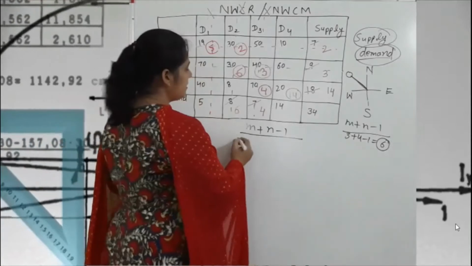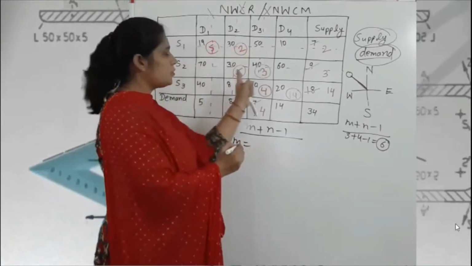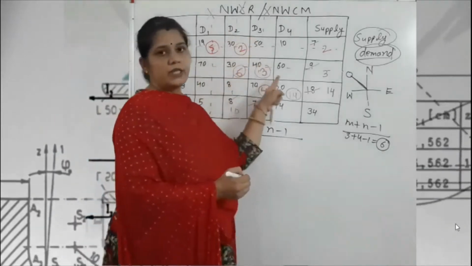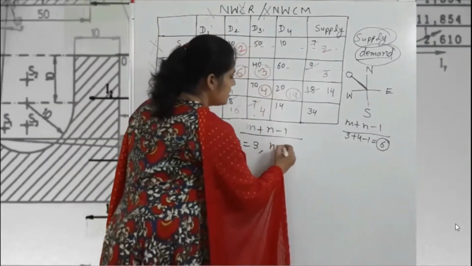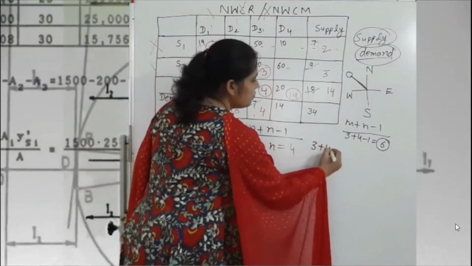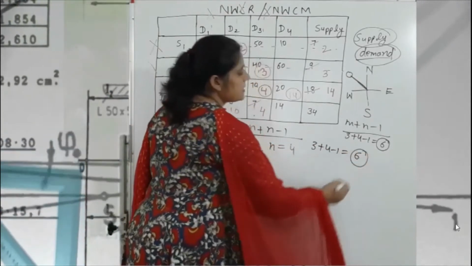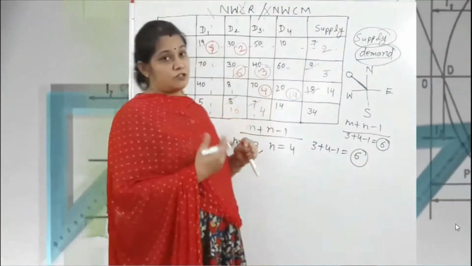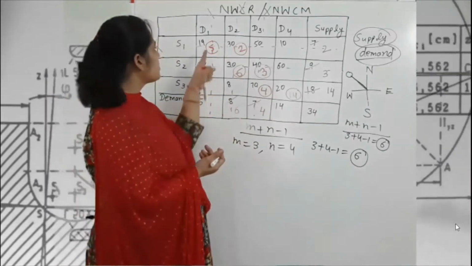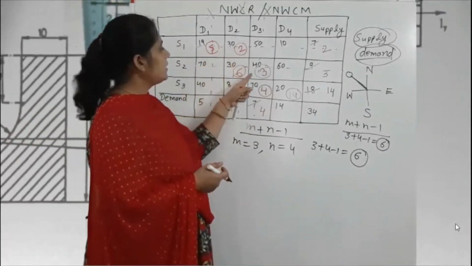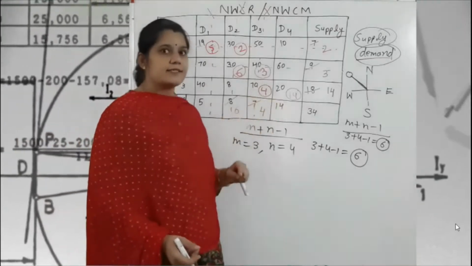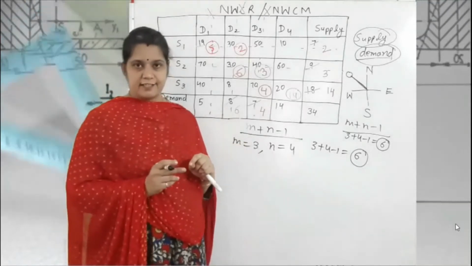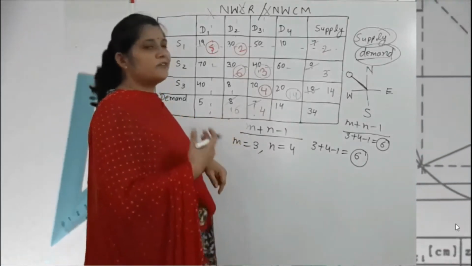Here m is the number of rows. Rows are 3. n is the number of columns: 1, 2, 3, 4. Columns are 4. So 3 plus 4 minus 1 is equal to 6. That means in this question we must have 6 allocations. So first we check the 6 allocations: 1, 2, 3, 4, 5 and 6. That means our allocations are correct. That means this is non-degenerate.